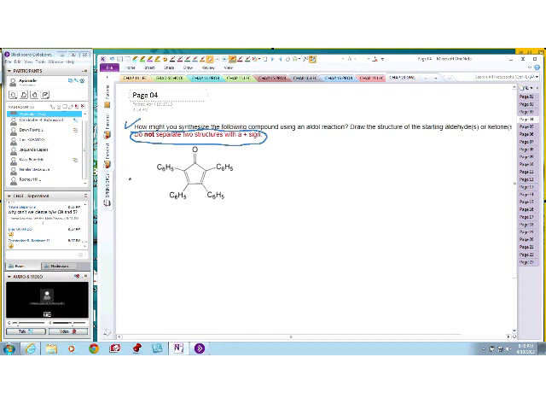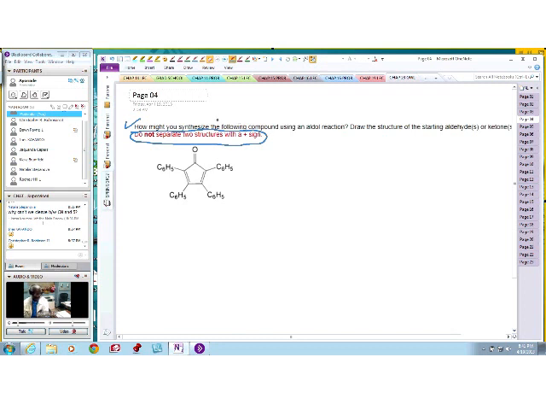How might you synthesize the following compound using an aldol reaction? Draw the structure of the starting aldehydes or ketones. Okay, very good. That's Christopher Robinson. Thank you. Now, what they want you to do here is say, how might you synthesize the following compound using an aldol reaction, then draw the structure of the starting material. This is similar to the problem we have been dealing with.